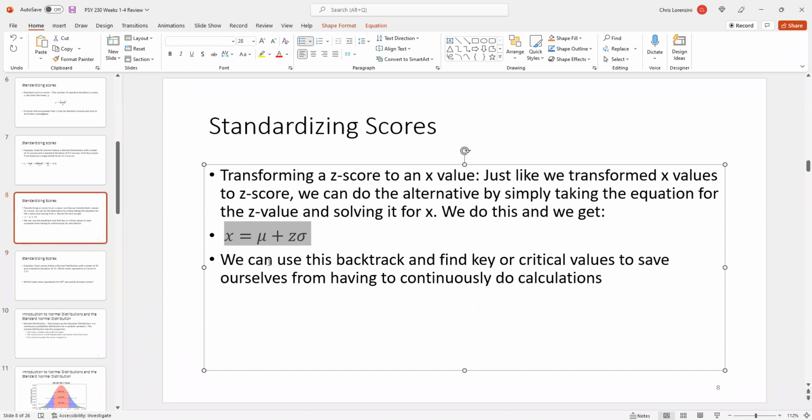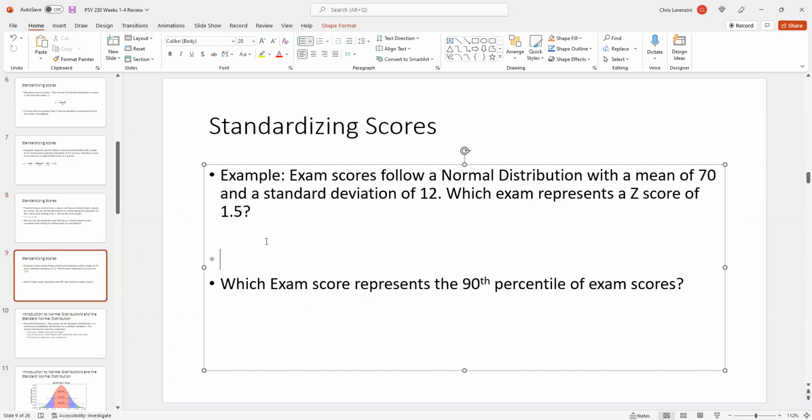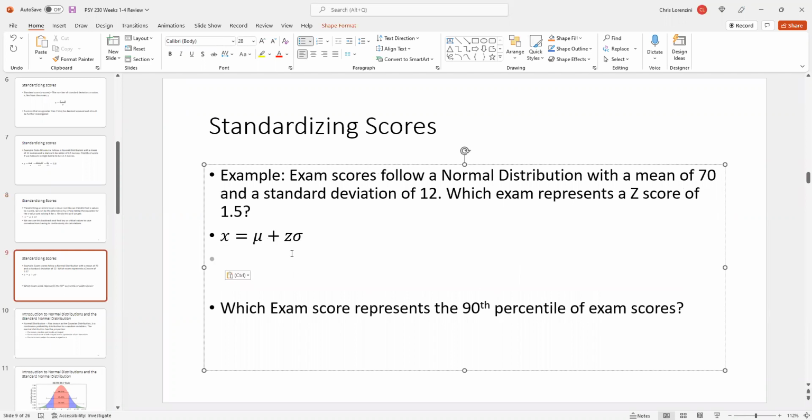If I'm trying to find a specific measurement based on a z-score, I basically just take my z-score equation, solve it for x, and I'm given this equation right here. Then all I do is plug in the information that I have. Normal distribution with a mean of 70, so mu is 70. Standard deviation, sigma, is 12. Z-score is 1.5. So then I get 1.5 times 12. I'm going to do that math. 1.5 times 12 is 18, plus 70 gives me a score of 8.